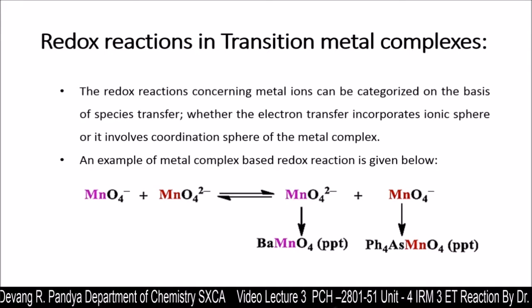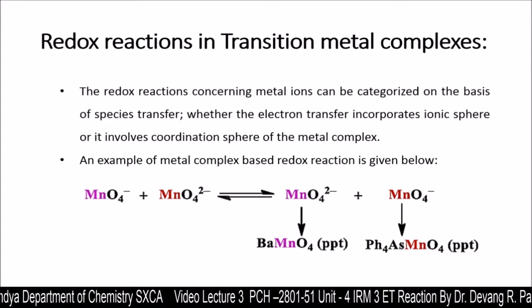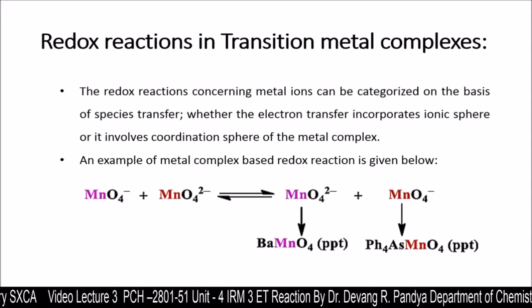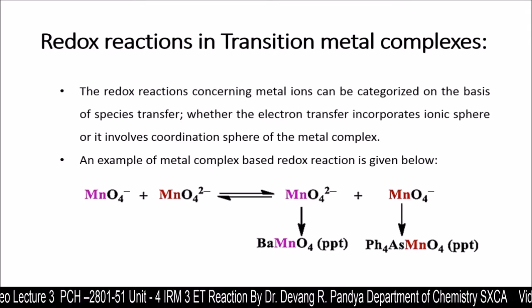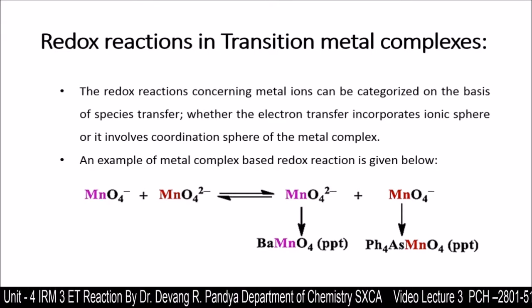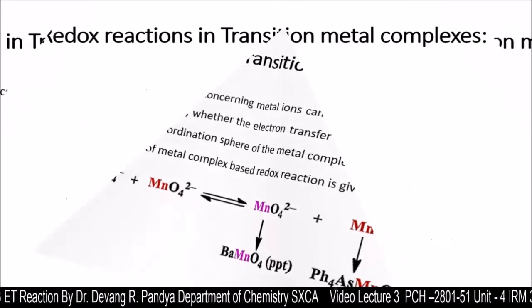The example you can see here, BaMnO4, the precipitate is going to be obtained for phenyl arsenic manganate MnO4, that precipitate is obtained for this too. So that should be taken as an example for the redox reaction.